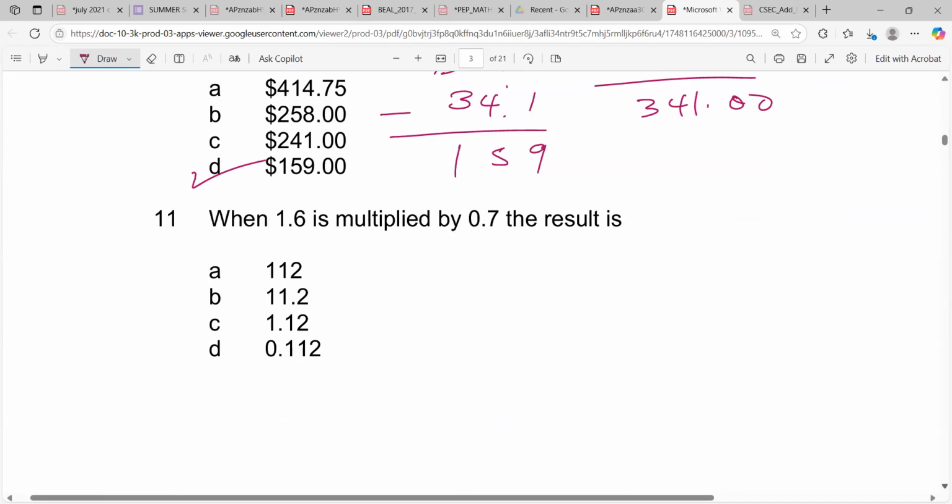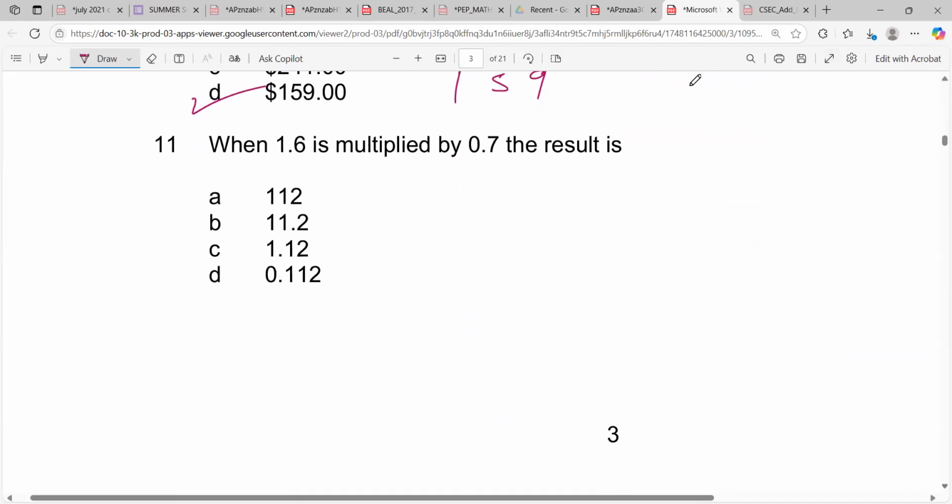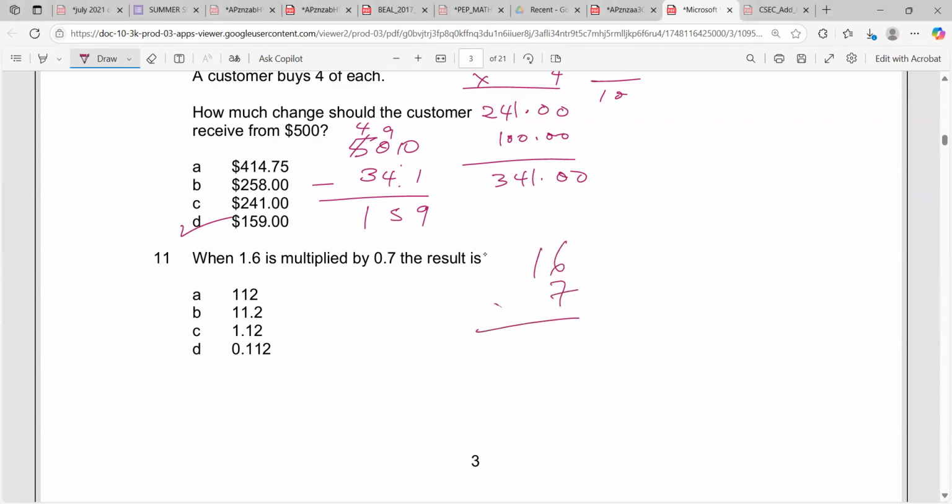When 1.6 is multiplied by 0.7, the result is... So all we have to do is just multiply 16 by 7, and then drop back in the decimal point. 7 times 6, 42... Now we have 2 decimal places, because you have one in 1.6 and another in 0.7, so that's 1.12 for number 7.